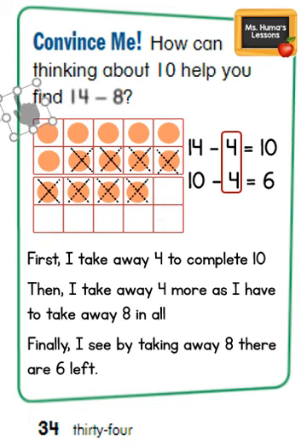So I can explain it in equation form like this. First I will start with 14. I will have a total of 14 counters here. Then first I take away 4 to complete 10. I will cross out only 4. So I have shown this in the equation 14 minus 4 to make a 10. This is how I can use thinking about 10 to help me solve this.